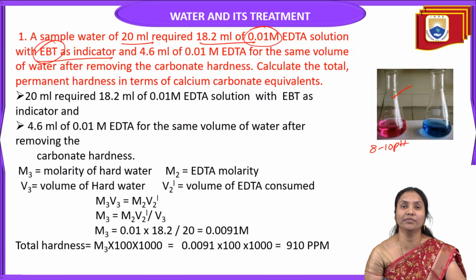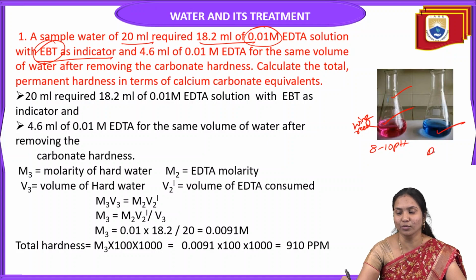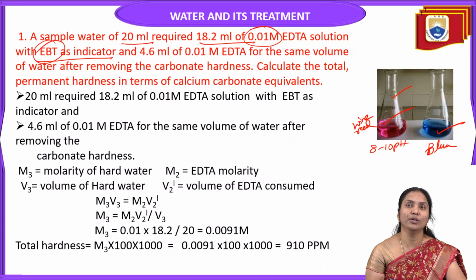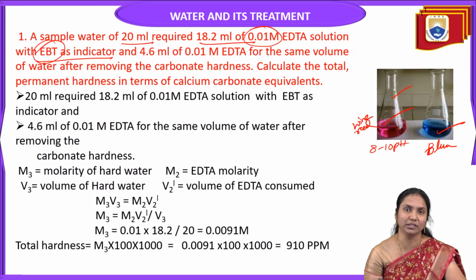What purpose are we adding the indicator for? To identify the endpoint. When we add the EBT indicator, the color of the solution is wine red. After titration with EDTA, the color changes to blue. So the wine red color changing to blue color is the end point.